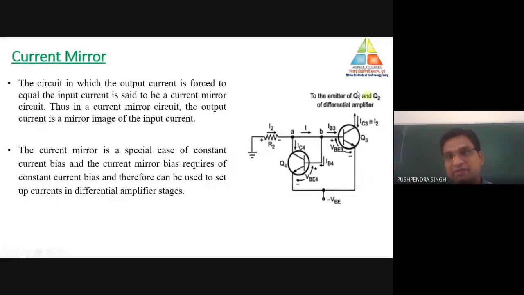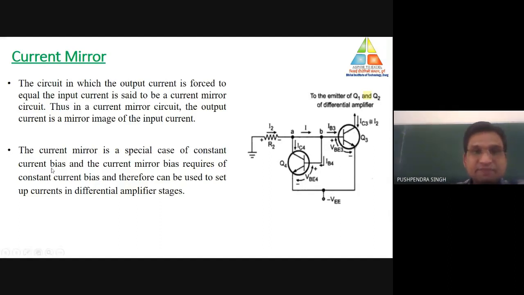Current is entering through the collector terminal of transistor number 3. That means IC3 is our input current, and the total current across this resistance R2 is our output current. So in a current mirror circuit, we need to make IC3 equal to I2. This is the basic concept for designing a constant current mirror circuit. In this circuit, the output current is forced to be equal to the input current. Thus, in a current mirror circuit, the output current is the mirror image of the input current.